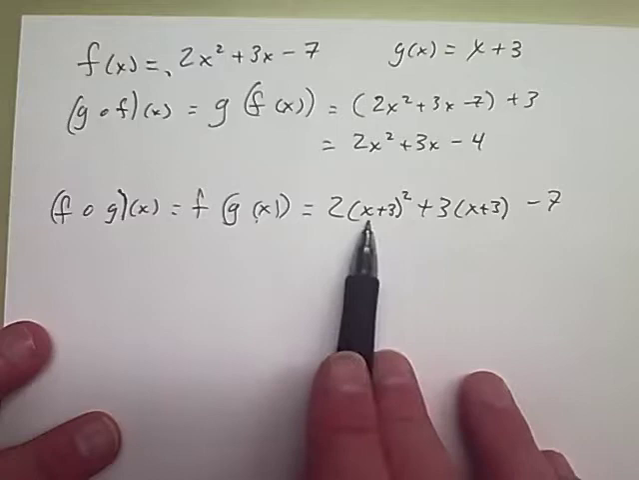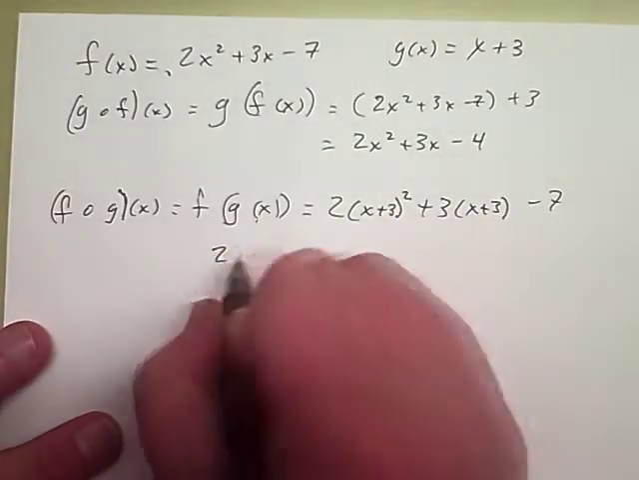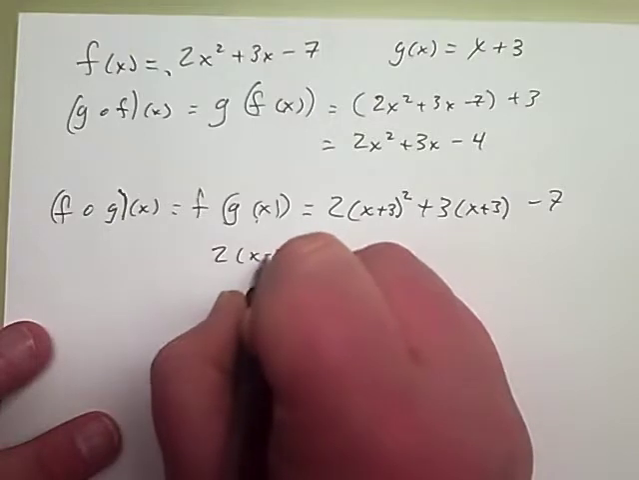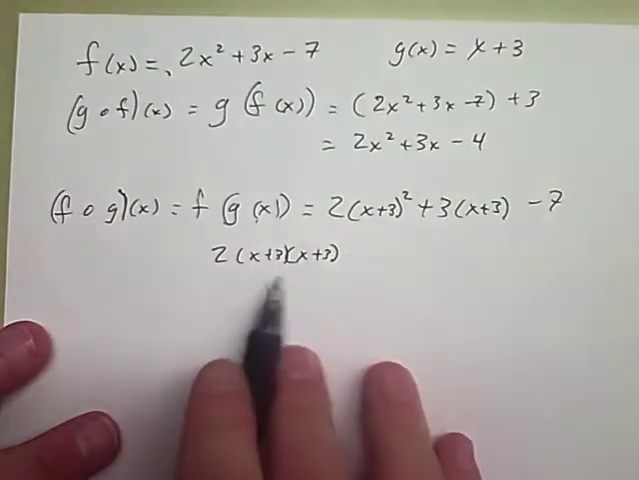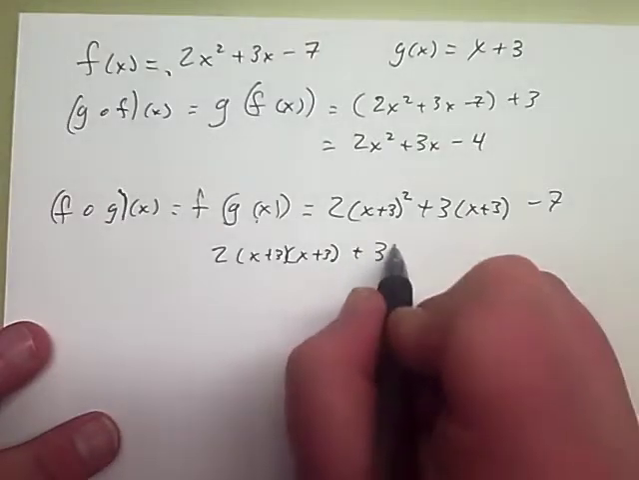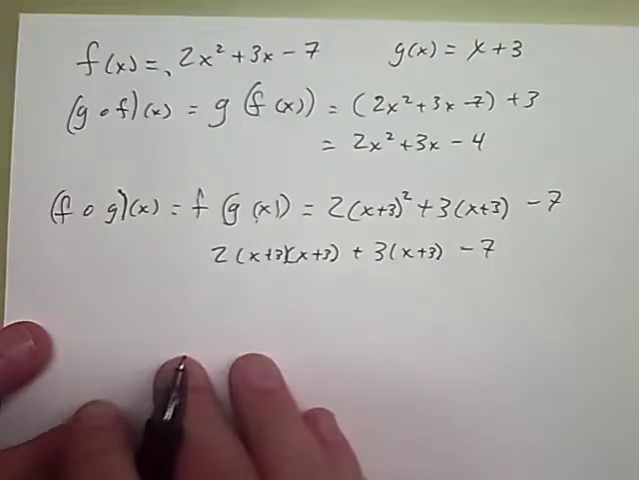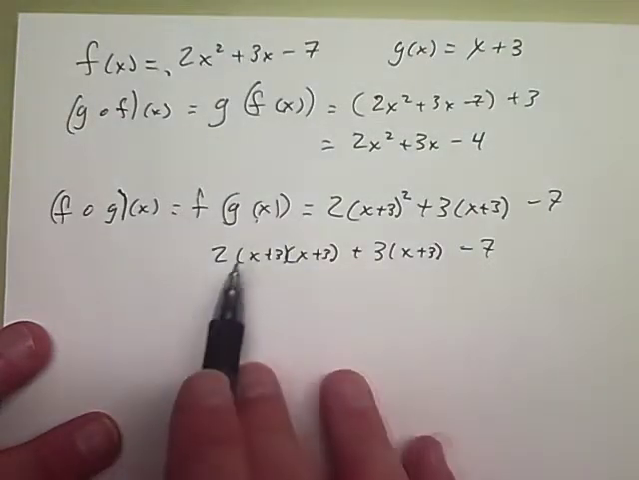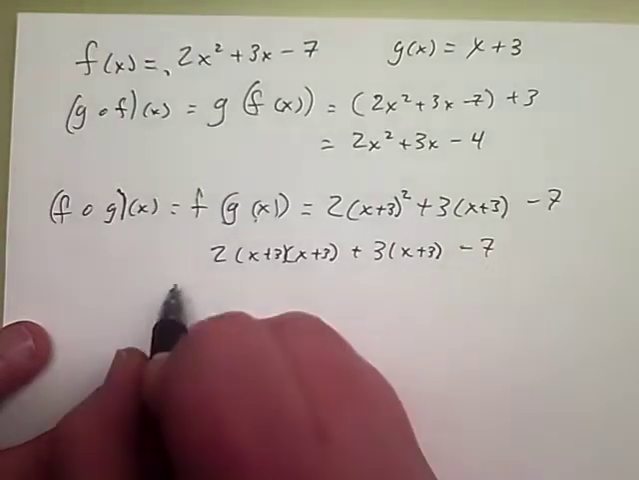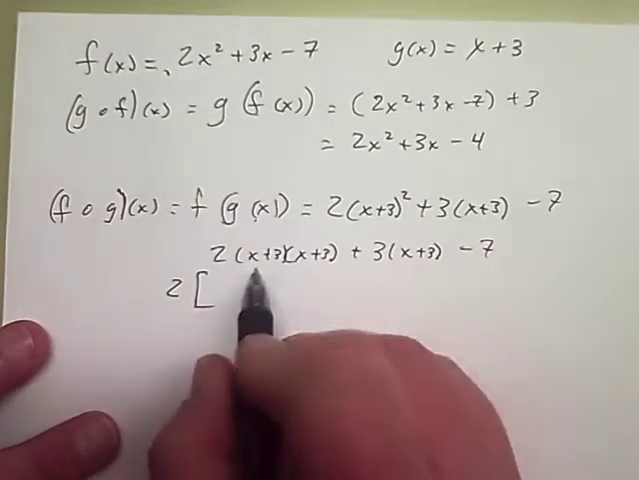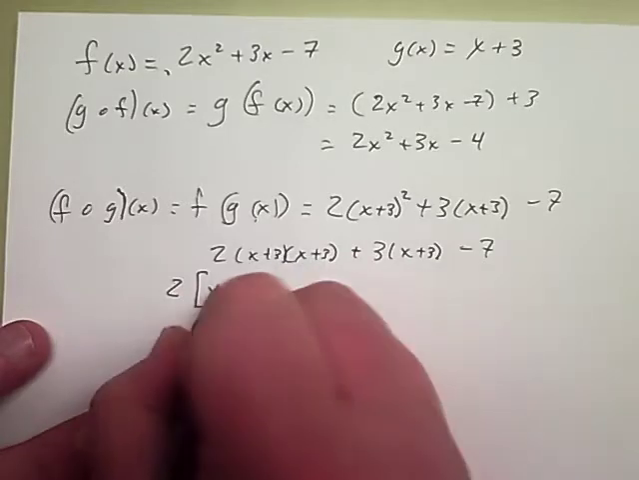Now I need to be really smart. This is x plus 3 squared. So really this says 2 times x plus 3, excuse me, x plus 3 plus 3 times x plus 3 minus 7. Now I got to multiply 2 times x plus 3 times x plus 3. I'm going to save the 2 for last on this. X plus 3 times x plus 3. We got a FOIL. X times x is x squared.